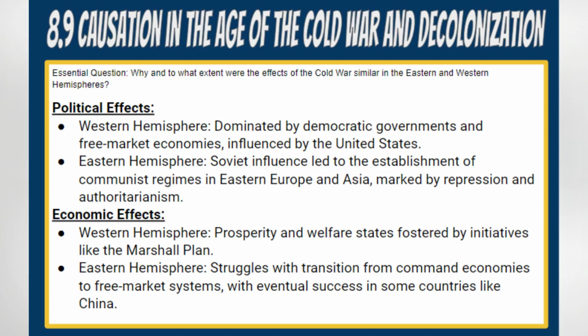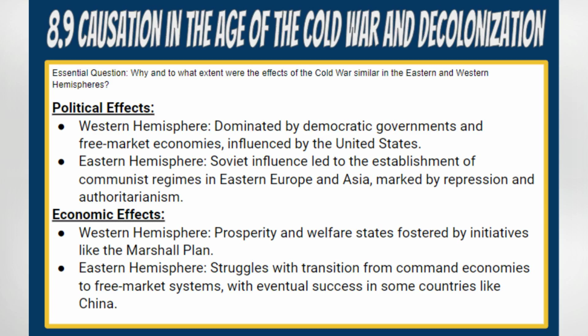Economically, the Cold War accentuated disparities between the hemispheres. The Western Hemisphere, bolstered by initiatives like the Marshall Plan, experienced economic prosperity and the spread of welfare states, particularly in Western Europe. These nations implemented social welfare programs to counter the allure of communism, promoting economic stability and social cohesion.